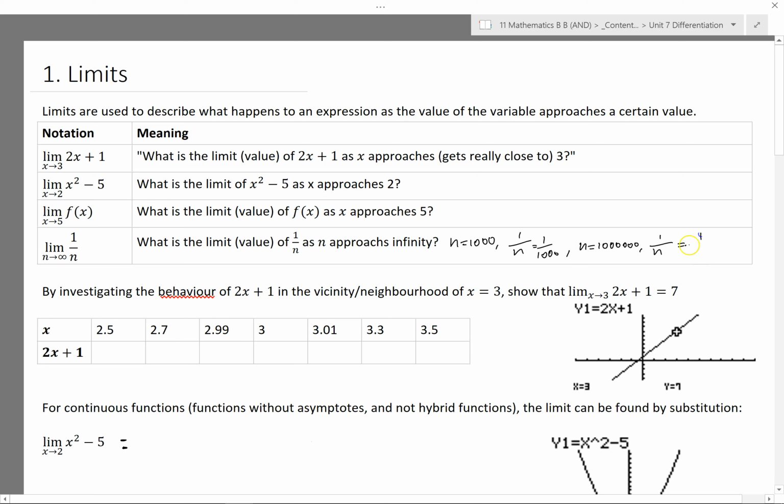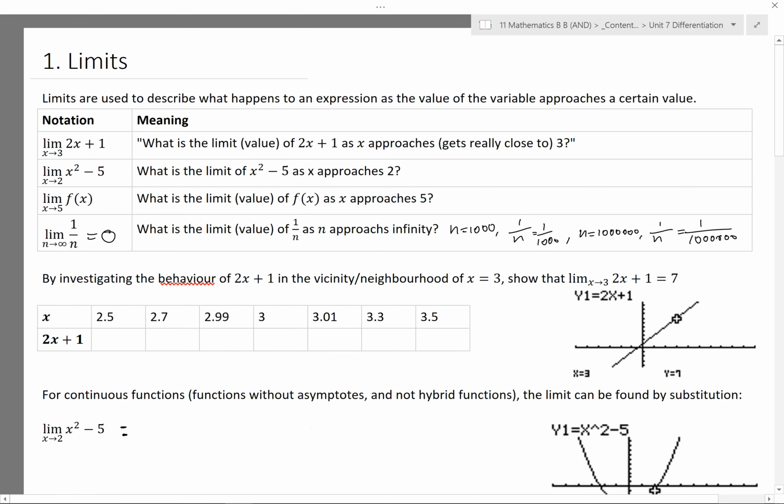Correction, n is a million. 1 on n would be 1 on a million, 1/1,000,000th. A really small number. So as n gets bigger and bigger, 1 on n gets closer and closer to 0. So it's essentially going to end up at 0, more or less 0. So the limit will be 0.